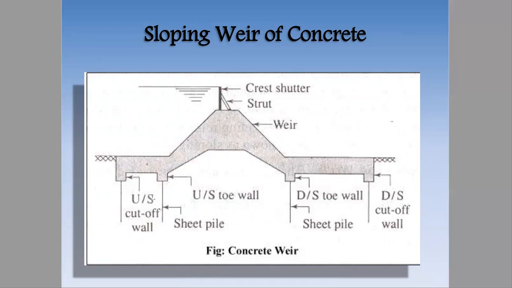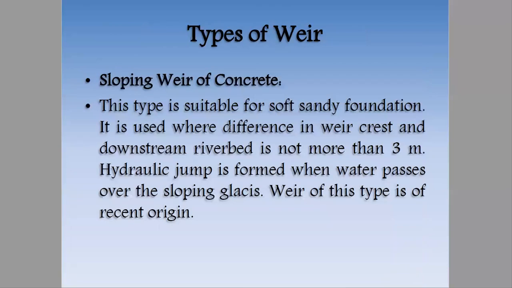There is also provision of toe walls. This is the toe wall, upstream toe wall this side and downstream toe wall this side. This is sheet pile. You have upstream cut-off wall, toe wall, sheet pile, and downstream cut-off wall, toe wall, and sheet pile. We also have a crest, and there is a strut to support this crest. This is our sloping weir. This type of weir is suitable for soft sandy foundation.